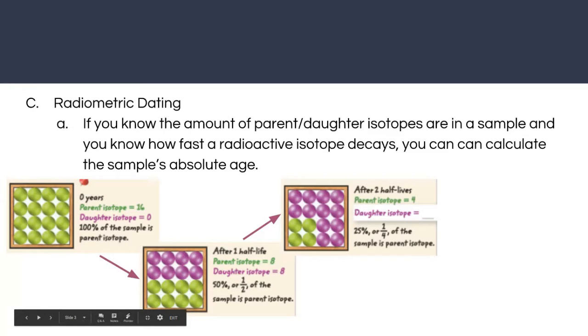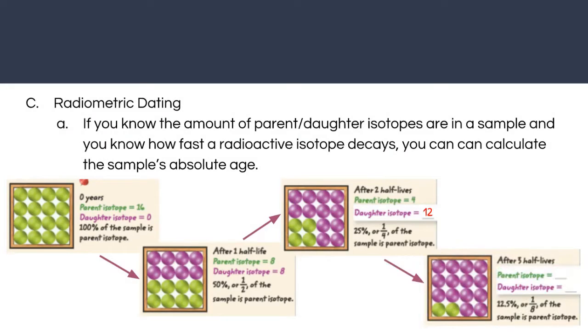After a second half-life, now that 50% of the green ones has been cut in half, I have 4 parent isotopes and for my daughter isotope, I have 12. So now only 25% of my sample is parent isotope. Then after yet another half-life, I've got only 2 parent isotopes and 14 daughter isotopes. That will be 1/8 of the sample still parent isotope.